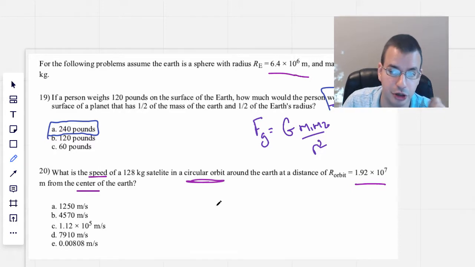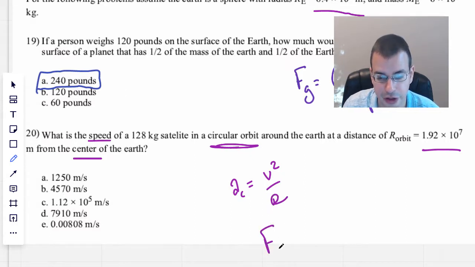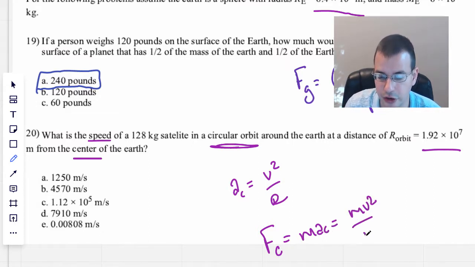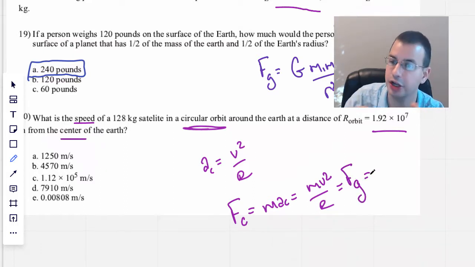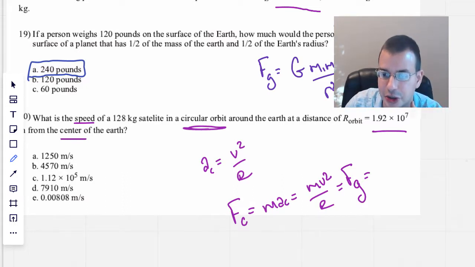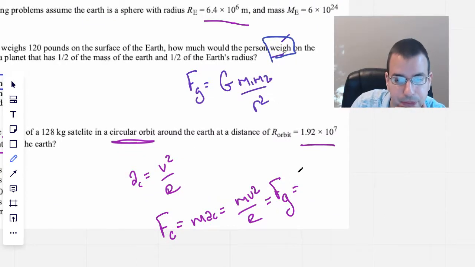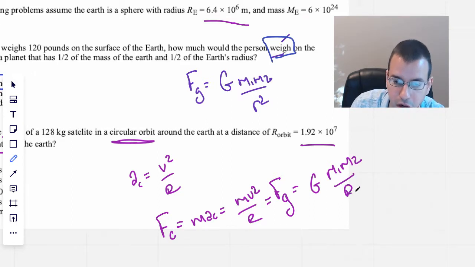Circular orbit. Okay, so circular orbit means centripetal acceleration. So we'll write up that centripetal acceleration equals v squared over r. Force centripetal will be mass times centripetal acceleration, which will be mv squared over r. And we know that this will be offset by force gravitational, because the centripetal acceleration is throwing it out. The force of gravity is holding it in, and this is the whole idea of how we get orbits. So force gravity will be G mass 1 mass 2 over r squared.